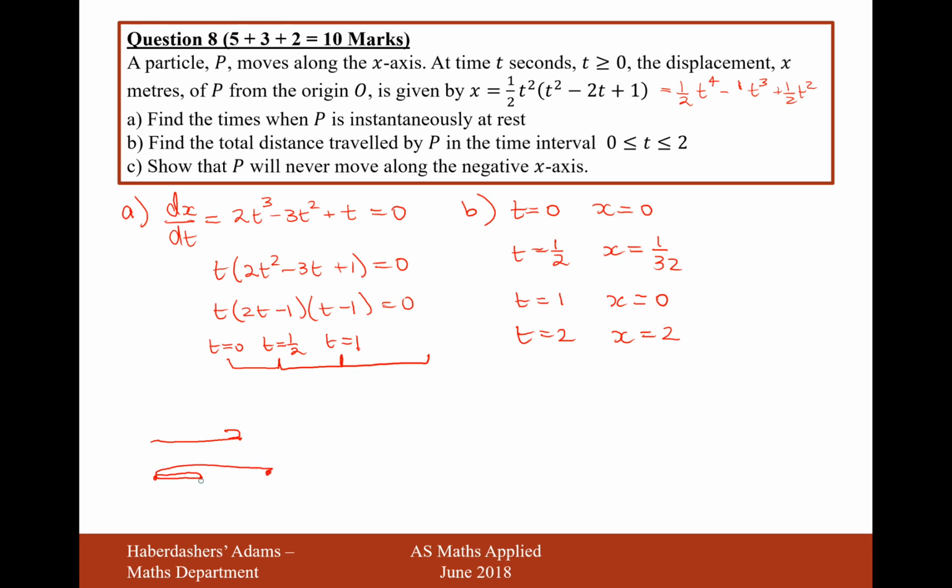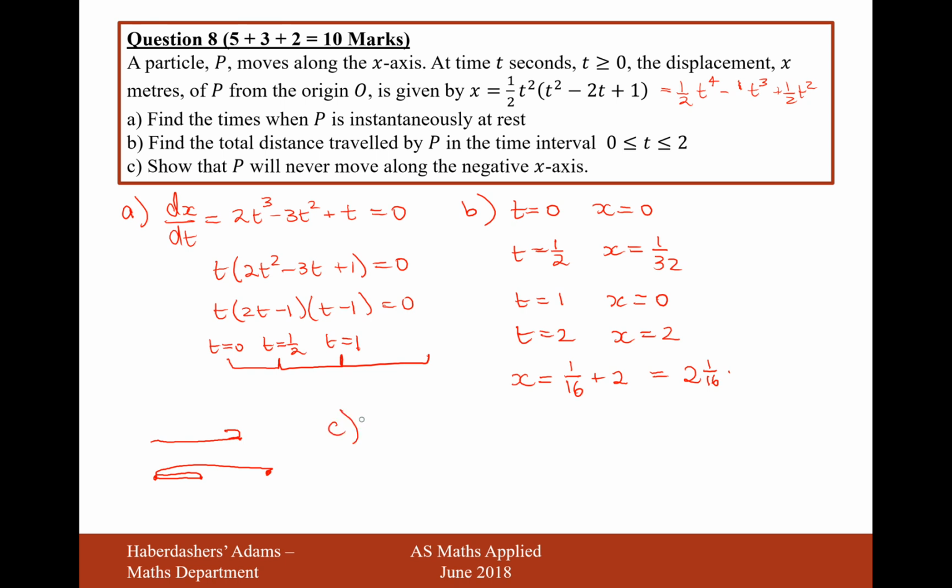So it's going to be a double journey of the 1 over 32, and then the journey from 0 to 2. So the total distance travelled is going to be 1 over 16 plus 2, which is, well, we could just write that as a mixed fraction, couldn't we? 2 and 1/16.